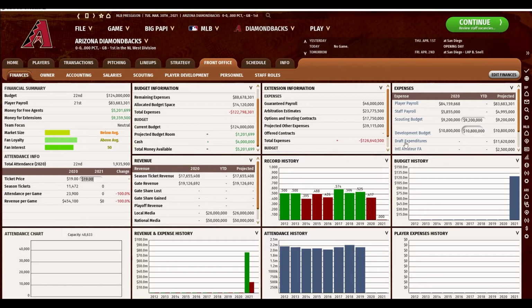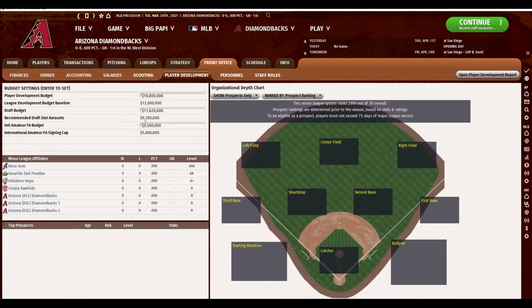Right now, and I haven't looked, you can see scouting and development here, which we'll get into in a second, but we also have to take a look at the draft budget and the international amateur budgets before we can start to mess around here. So the first thing I like to do is I'll come to player development. And that gives you your draft budget, and that gives you your international amateur budget.